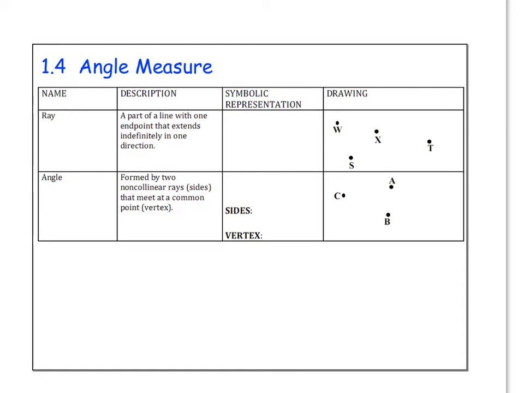Today we are going to do Unit 1, Lesson 4, and we're going to start by talking about rays. A ray is a part of a line with one endpoint that extends indefinitely in one direction. So will you do this for me? Will you take your pencil and draw a ray out through W?